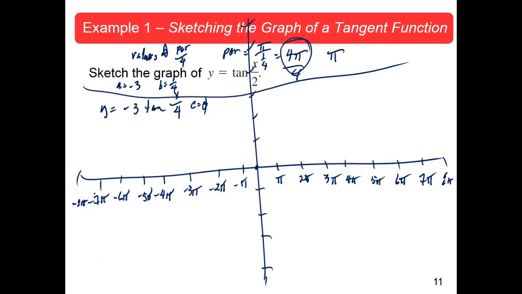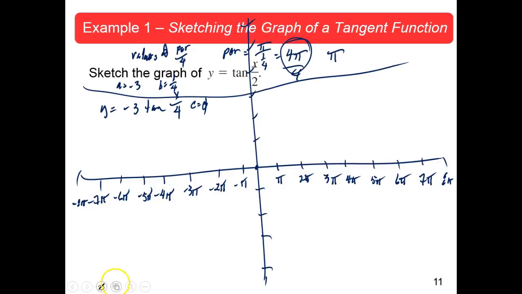Okay, now, your vertical asymptotes are always 1 period apart. Your 1 period here was 4 pi. So that means if you've got the origin here, and you know you do, no offset, you go half a period this way and half a period that way. Or 2 quarter periods this way. Whichever way you want to look at it. Either way is going to give it to you.